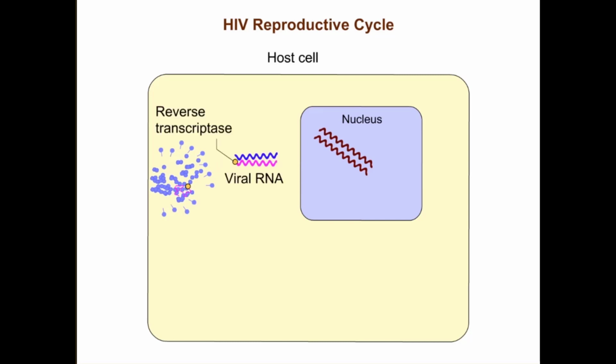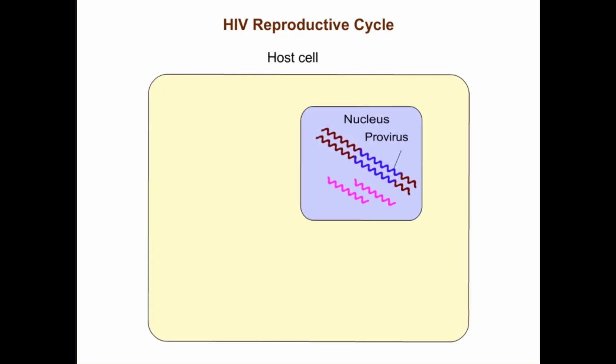Reverse transcriptase catalyzes the synthesis of a DNA strand complementary to the viral RNA strand, and then a second DNA strand complementary to the first. The double-stranded DNA is incorporated as a provirus into the host cell's chromosomal DNA, where it may lie dormant for years. Occasionally, the provirus is transcribed into RNA.